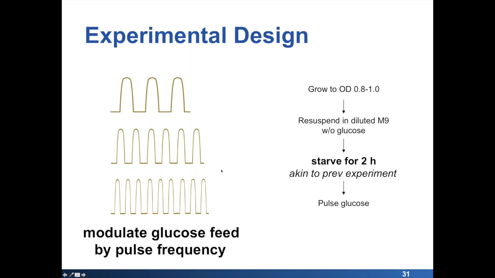And so the experiments, just so that you know how this works, we grow the cells to an OD of 1, we resuspend them in diluted M9 medium without glucose, and we keep them in this for 2 hours. So we starve them, and then we do these pulses of glucose. And what do the cells do with the glucose? That's the initial question that we have. Now we have very different questions, but initially we were just wondering, where does the glucose go?